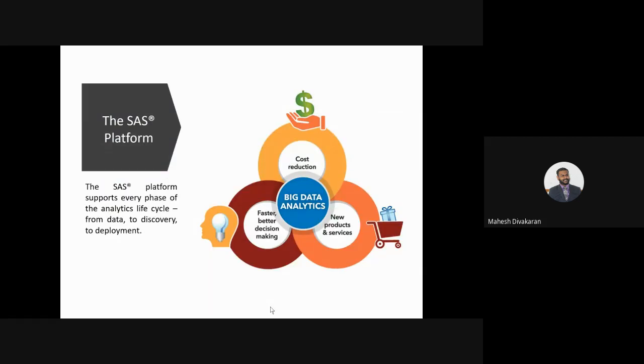The SAS platform supports every phase of the analytical life cycle, from data discovery to deployment. From storing the data, identifying the data, grabbing the data, to deploying the model, we can do everything in SAS and its versions. SAS is a stable software, and we can learn SAS simply compared to other software.